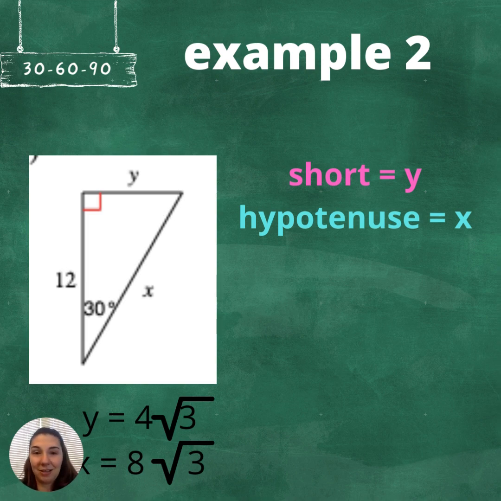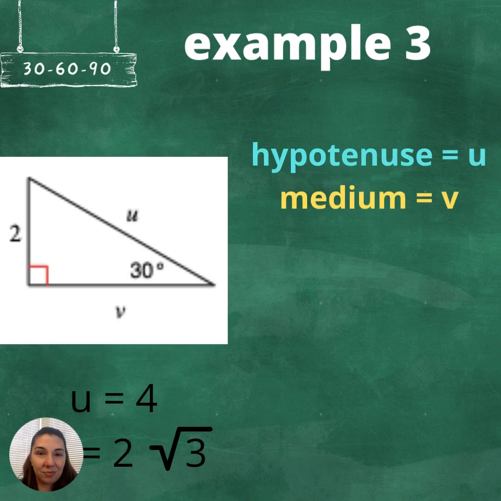Okay. And then our last example. In this case, you see the 30-degree angle. What's opposite of that is 2, which means to us that the short side is 2. So they want us to identify the hypotenuse, which is u, and the medium side, which is v. Again, that would be across from the 60 if that was written in.